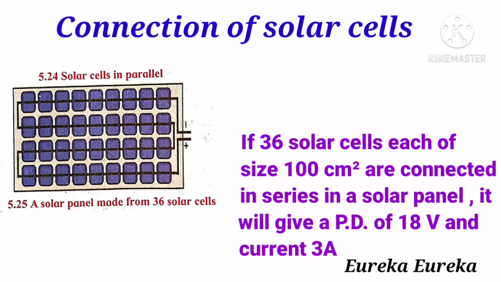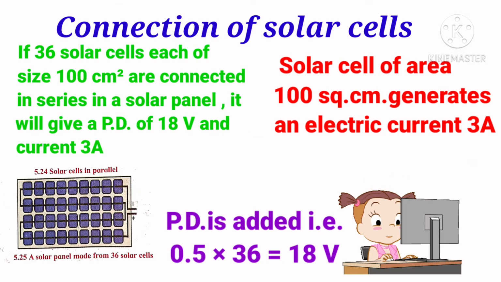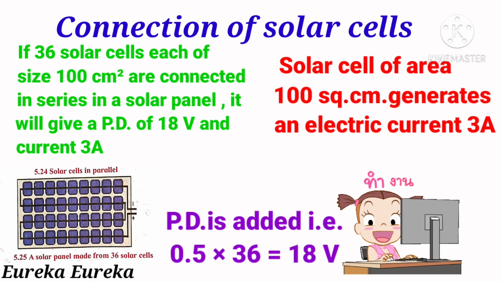Figure 5.25 shows a solar panel made from 36 solar cells. If 36 solar cells, each of a size 100 square centimeter, are connected in series in a solar panel, they give a potential difference of 18 volt and a current of 3 ampere. Yes, as each solar cell has a voltage of 0.5 volt, then 36 solar cells which are connected in series, they will yield a voltage of 18 volts.